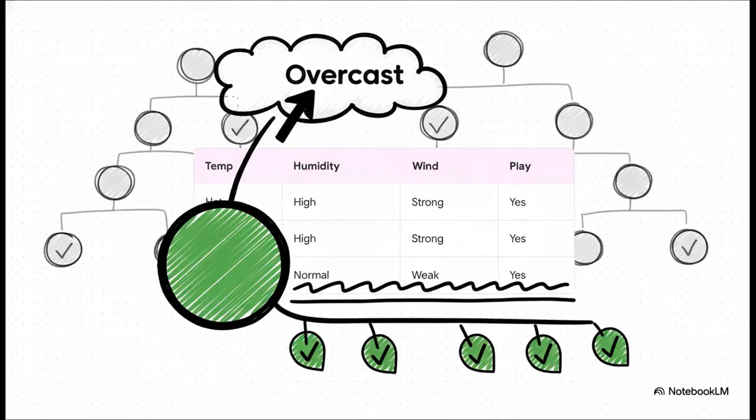But now, check out the overcast pile. Every single time the outlook was overcast, the decision was yes. This group is totally pure. Its entropy is 0. We have a final answer. This whole branch of the tree is finished, and we've just discovered our first rule: if the outlook is overcast, play tennis. We call this a leaf node.